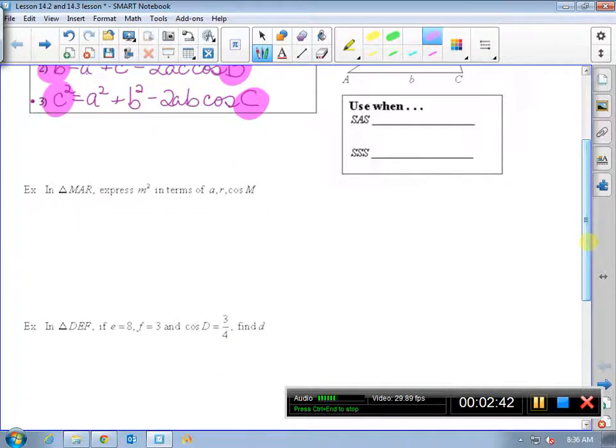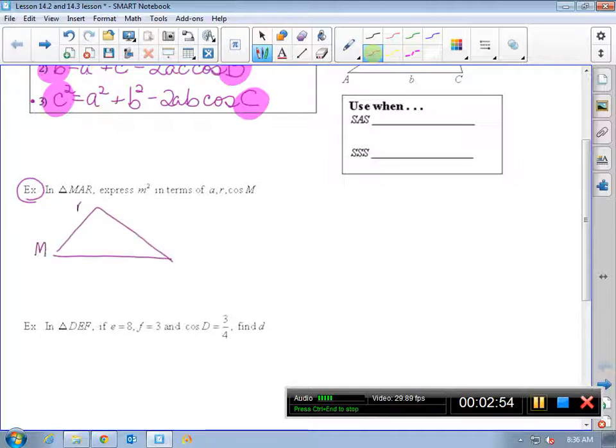Let's go down and do this first example, because it's related to this topic. It says in triangle MAR, so I'm just going to sketch a quick triangle, MAR. I always draw pictures here. And let's label the sides across from each angle. So across from angle M would be side m, lowercase. Across from angle A, side a. Across from angle R, side r.